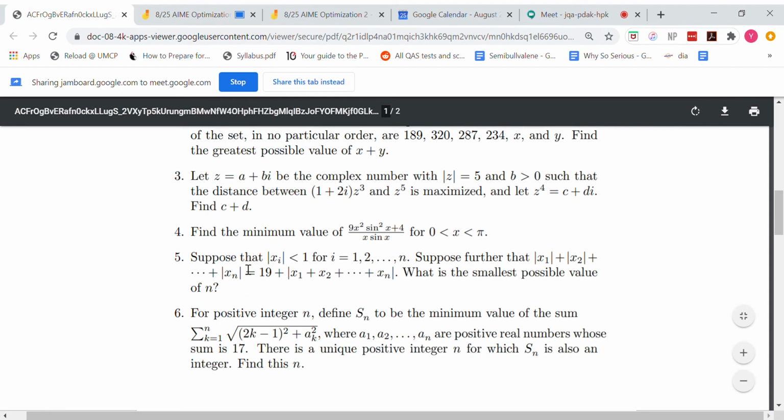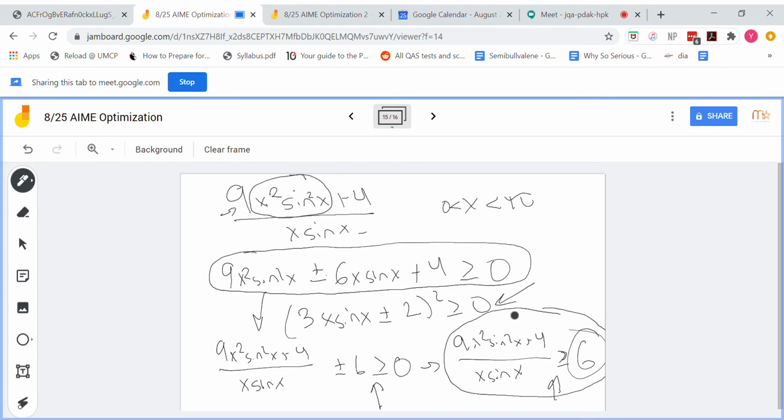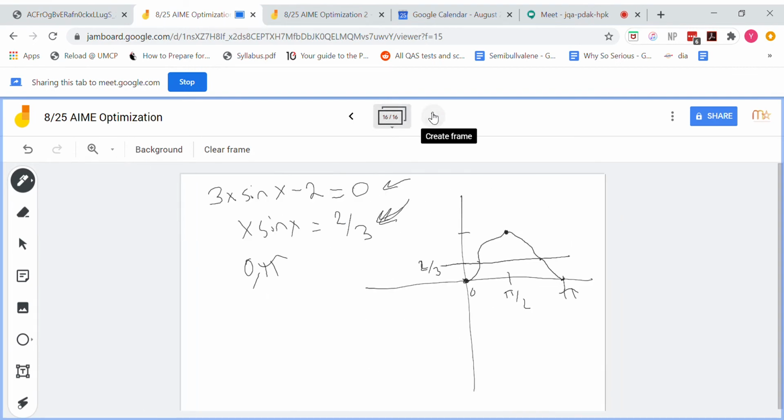Okay, so let's take a look at number 5. So suppose that the absolute value of x_i is less than 1 for each i, right? And then suppose further that the absolute value of x1 plus x2 all the way to xn equals 19 plus the absolute value of x1 through xn. And we want to know what the smallest possible value of n is. So let's break this down.